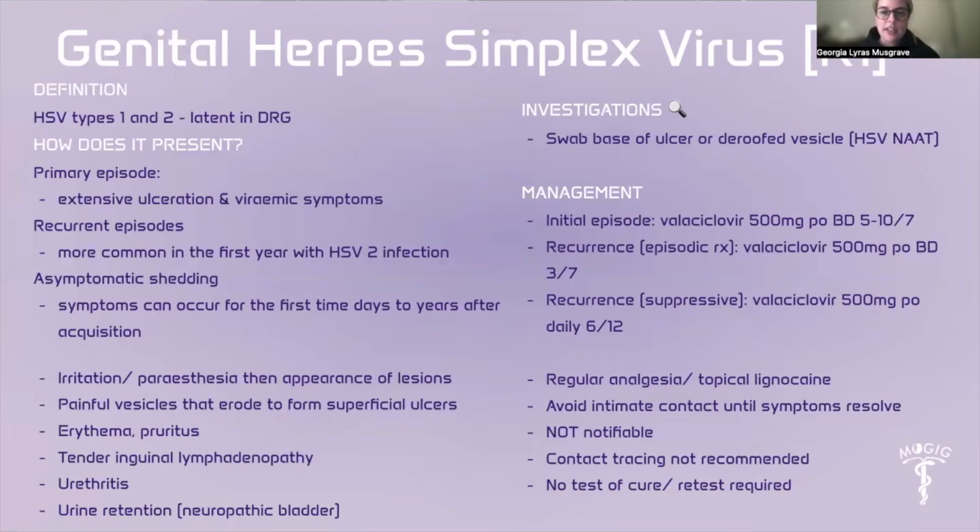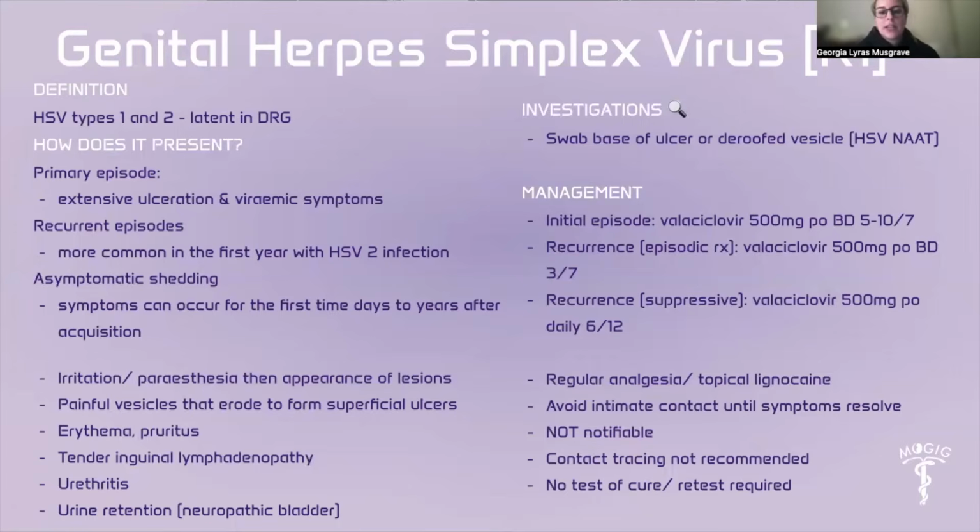You're going to manage an initial episode with 5 to 10 days of valacyclovir. Recurrent episodes can be managed with 3 days of valacyclovir, and suppressive therapy is a daily dose for 6 months. You're going to recommend regular analgesia and topical lignocaine because they're quite uncomfortable.